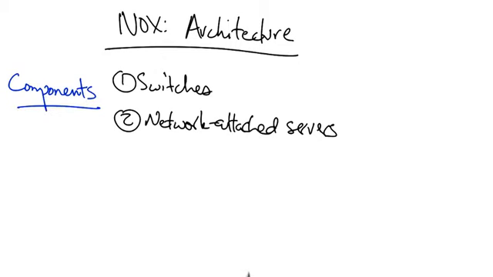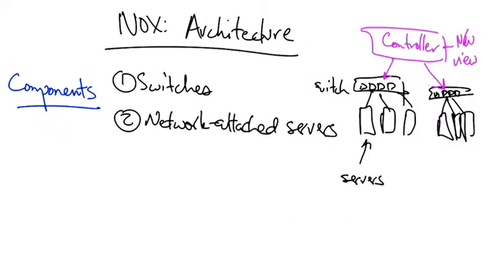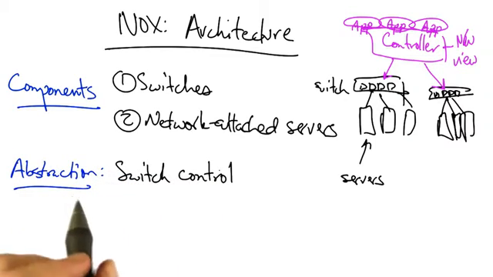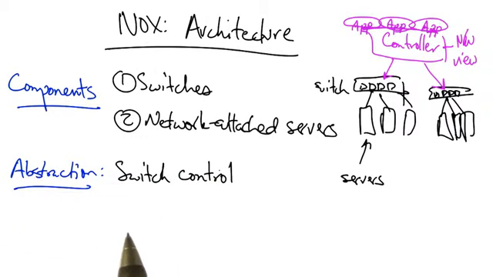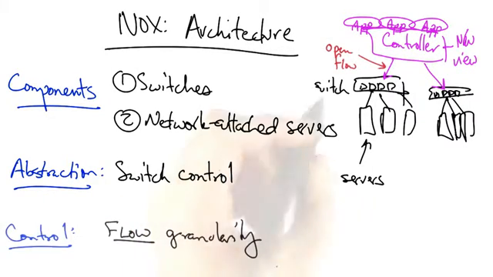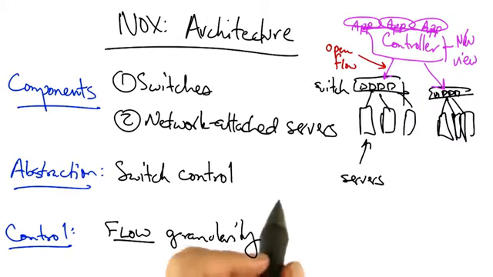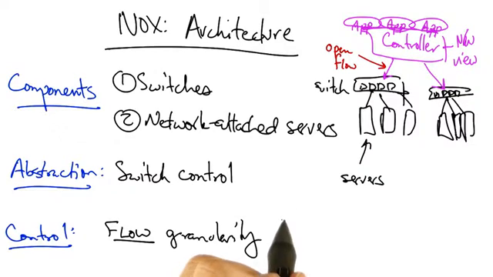In a NOX network, there may be a set of switches and various network-attached servers. The controller maintains a network view, and the controller may also run several applications that operate on that network view. The basic abstraction that NOX supports is a switch control abstraction, where OpenFlow is the prevailing protocol. Control is defined at the granularity of flows, which are defined by a 10-tuple in the original OpenFlow specification.